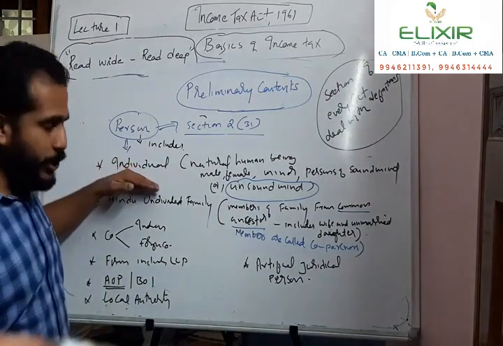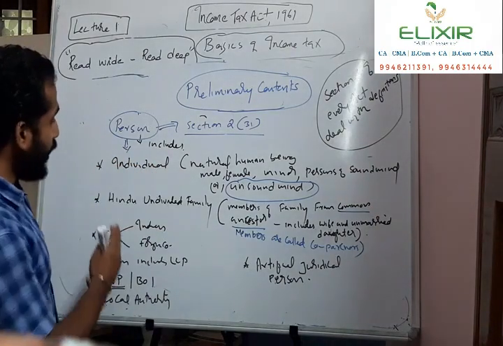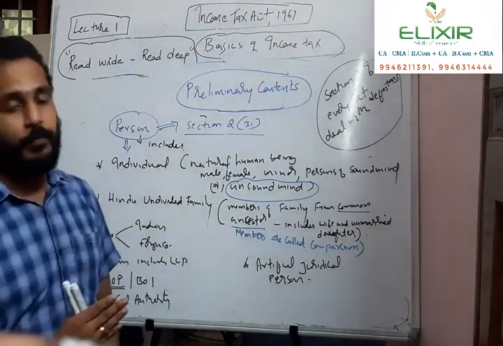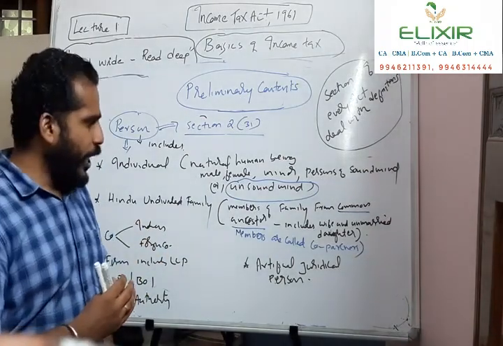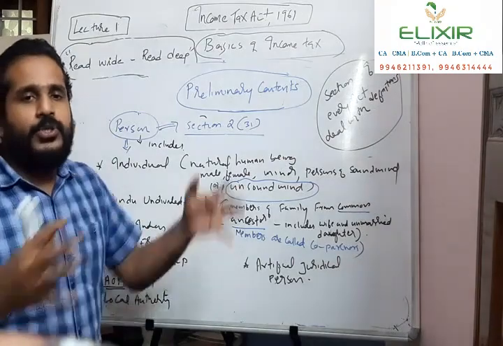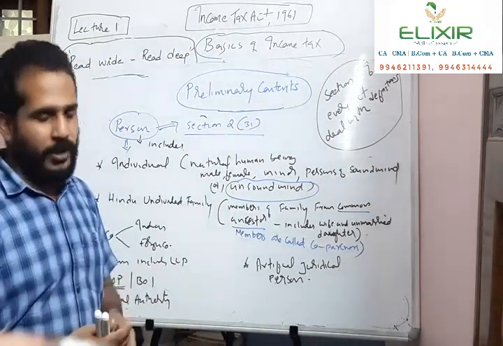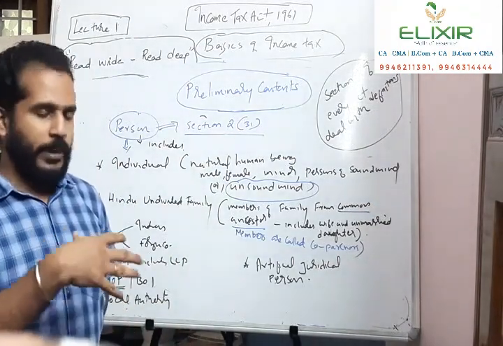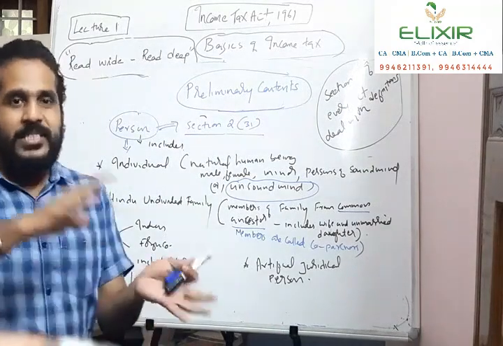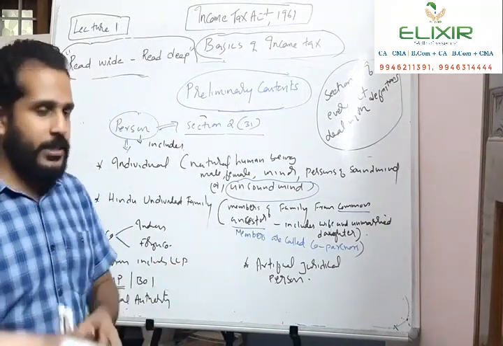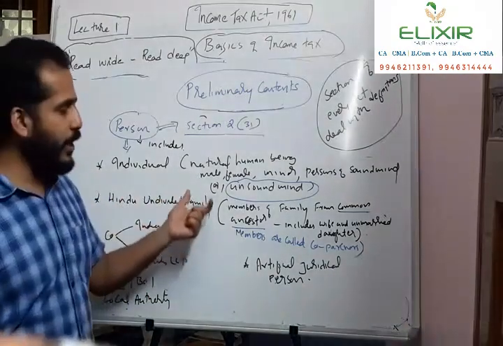So first of all, the individual, the natural human being, then the Hindu undivided family, HUF. What is the concept of HUF? HUF is constituted based on the family setup. For example, my father, my mother, I, and my wife. We together can constitute a business setup which can be registered as a Hindu undivided family.